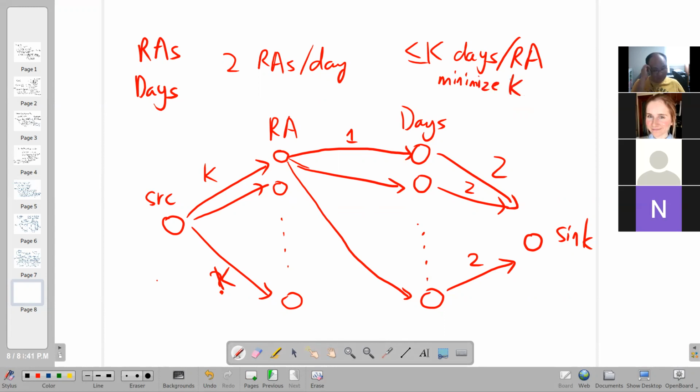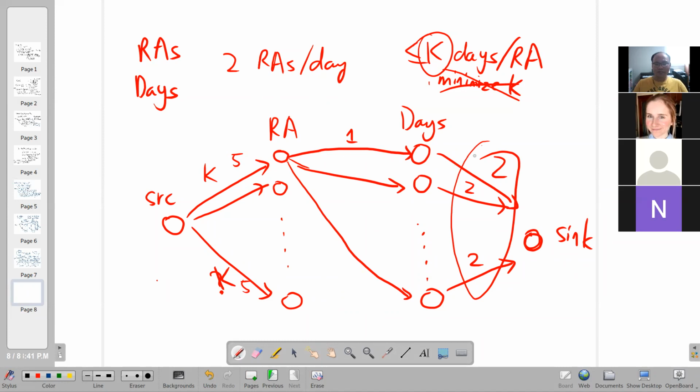Okay. So how are we going to do this? Well, if we don't have this minimized K, if somebody just told you K, whatever K is, say everybody can work at most 5 days. So then you just write 5 here, you run network flow, and if the maximum flow is exactly 2 times the number of days, then you're done, because that means that every day has exactly 2 RAs. All the other constraints are satisfied, so you know that you can do it.